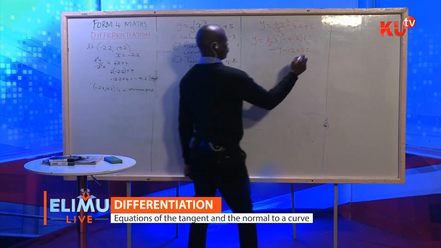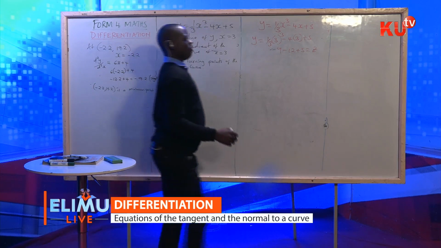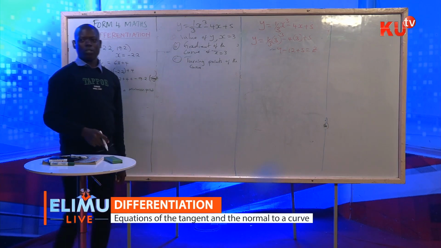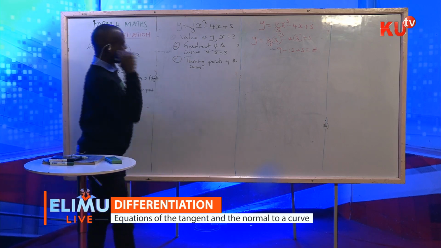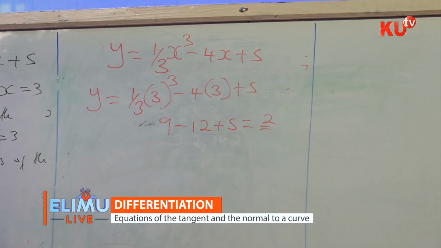So the answer is 2. The value for y for part A was 2. Did we get 2, students? Yes, so the correct value is 2. Number B.